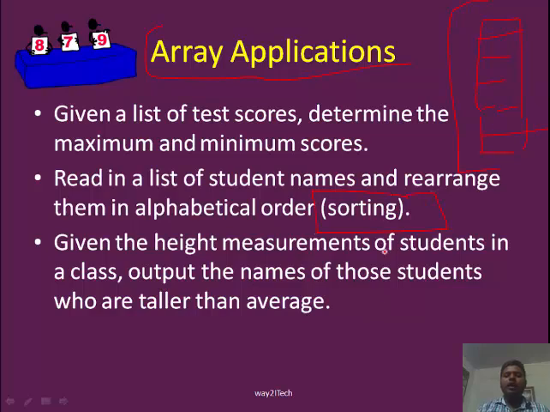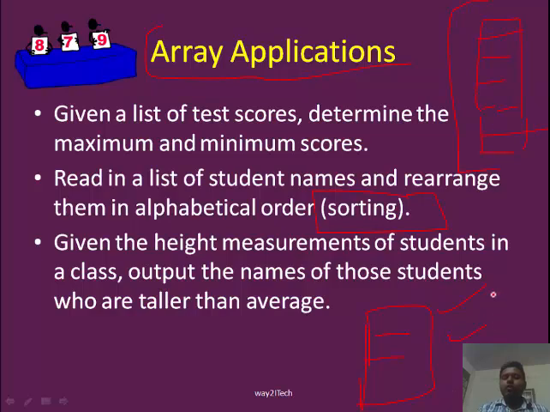Suppose there is an array which contains the marks of the students, and you want to arrange these marks. So you will apply sorting, and sort them in ascending or descending order. Another one: given the heights of students in a class, output the names of the students who are taller than the average height. So there is an array which stores the height of each student: height of student 1, height of student 2, and so on.